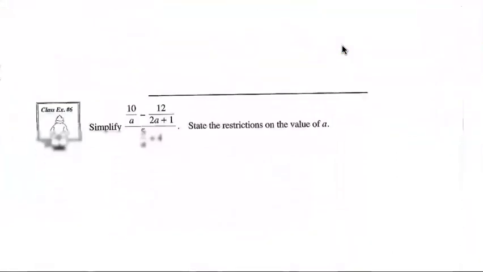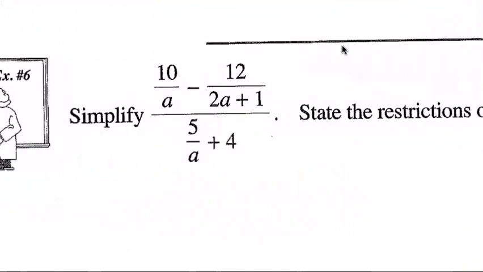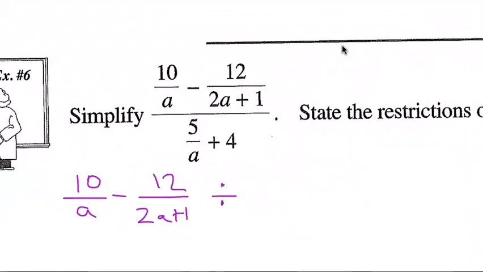Question 6, example 6. 10 divided by a minus 12 divided by 2 over a, all divided by 5 over a plus 4. State the restrictions on a. So I like to start these questions by first writing it out on a single line. 10 over a minus 12 over 2a plus 1, divided by 5 over a plus 4.